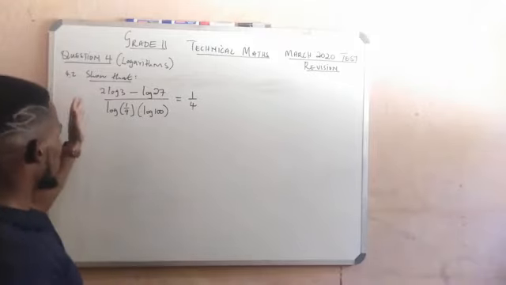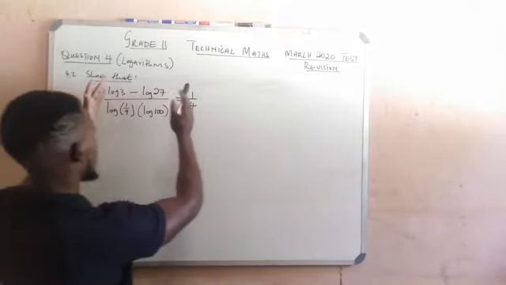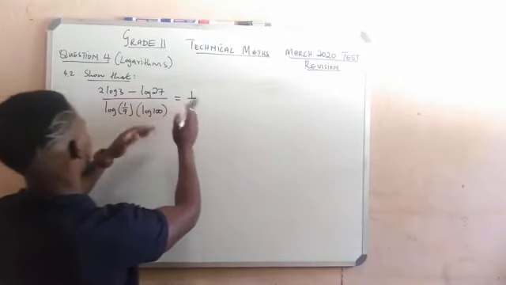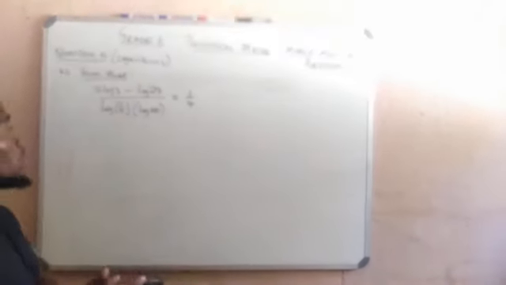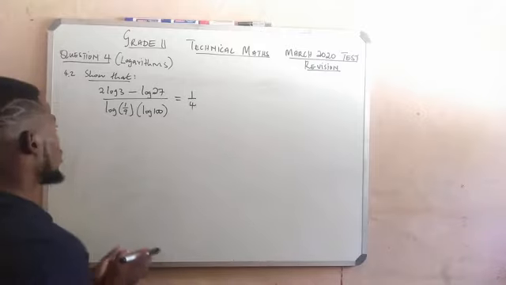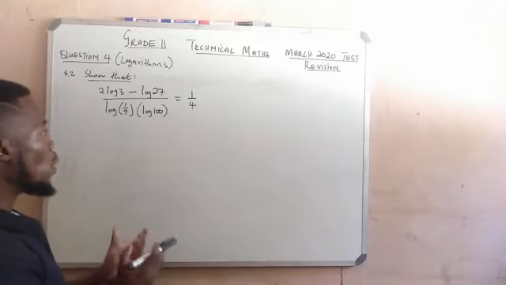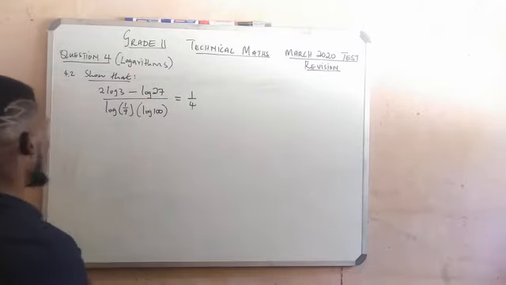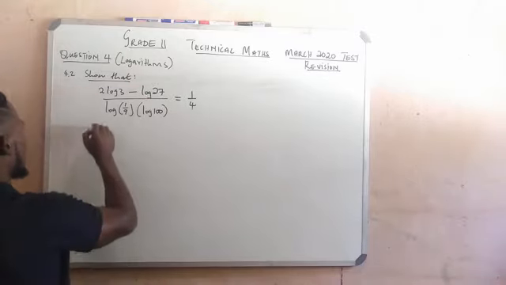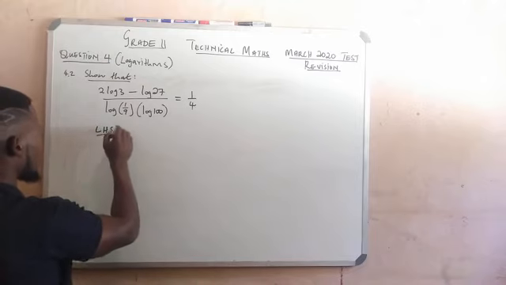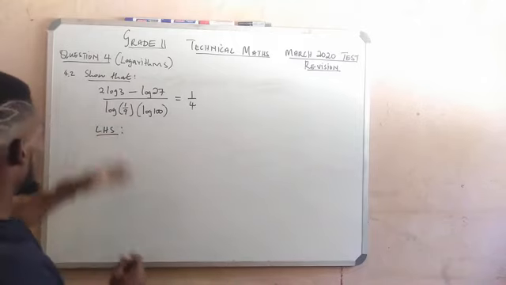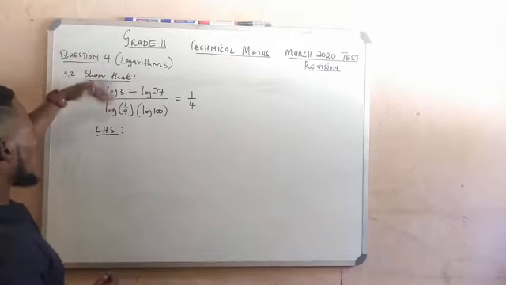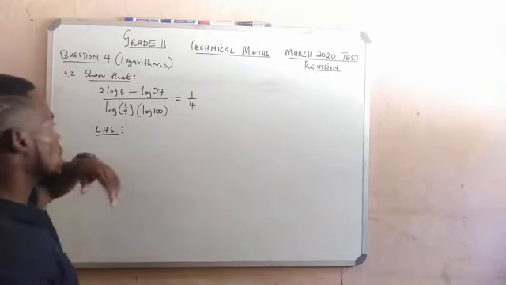So you should choose a side here. It's either you choose this side to prove that this side is equal to 1 over 4, or you choose this side to prove that it is equal to that. But what will be much easier is to choose the side that has more information, which in this case will be the left hand side. So we're going to take the left hand side here. Left hand side being 2 log 3 minus log 27 over log 1 over 9 times log 100.